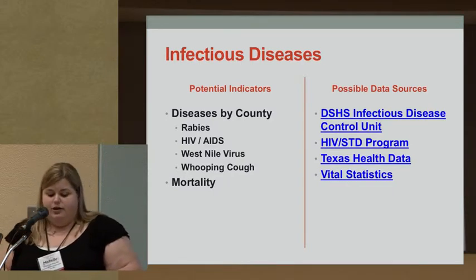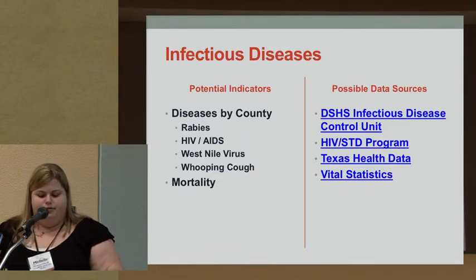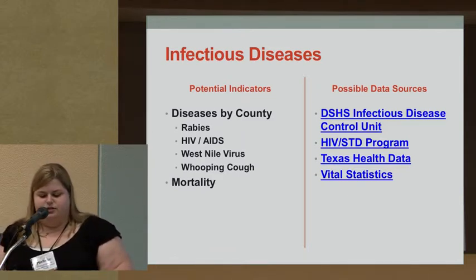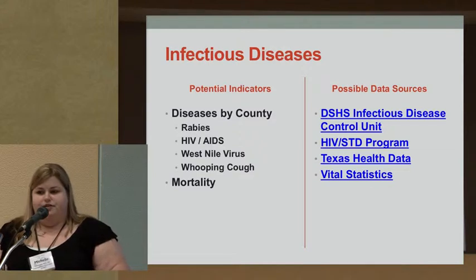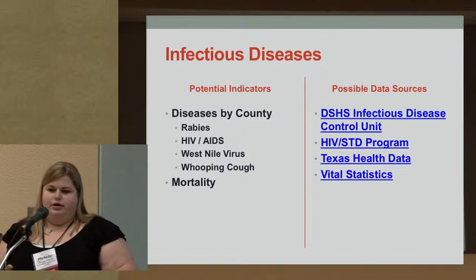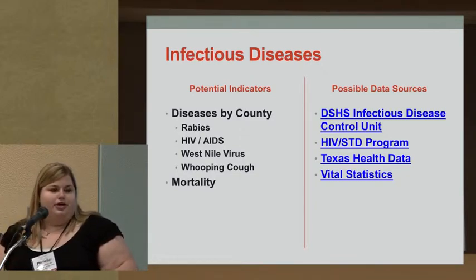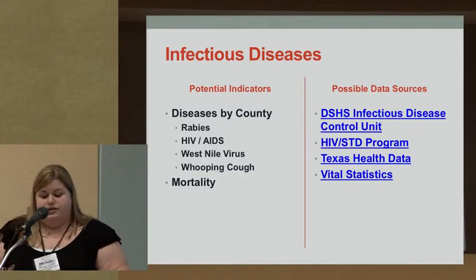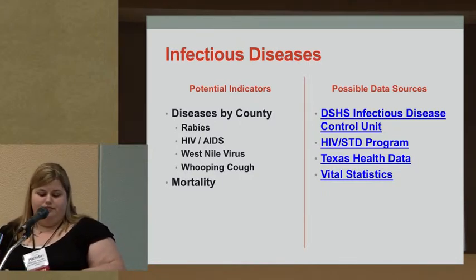Infectious diseases, you can look at diseases by county through the DSHS Infectious Disease Control Unit or the HIV STD program. Rabies, West Nile virus, whooping cough, I know those have been kind of on the radar in the public eye recently. You can also look at some mortality data when it comes to pneumonia.